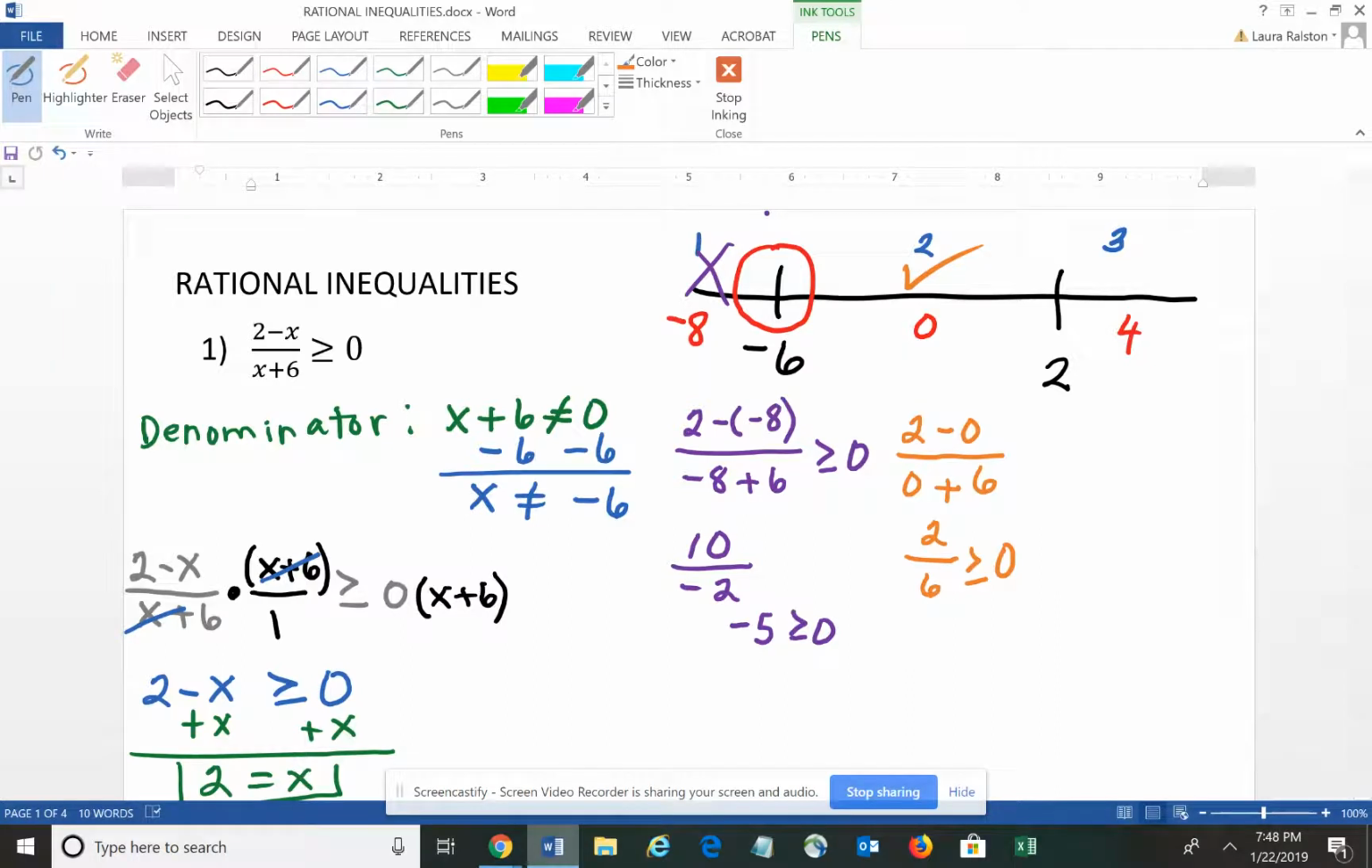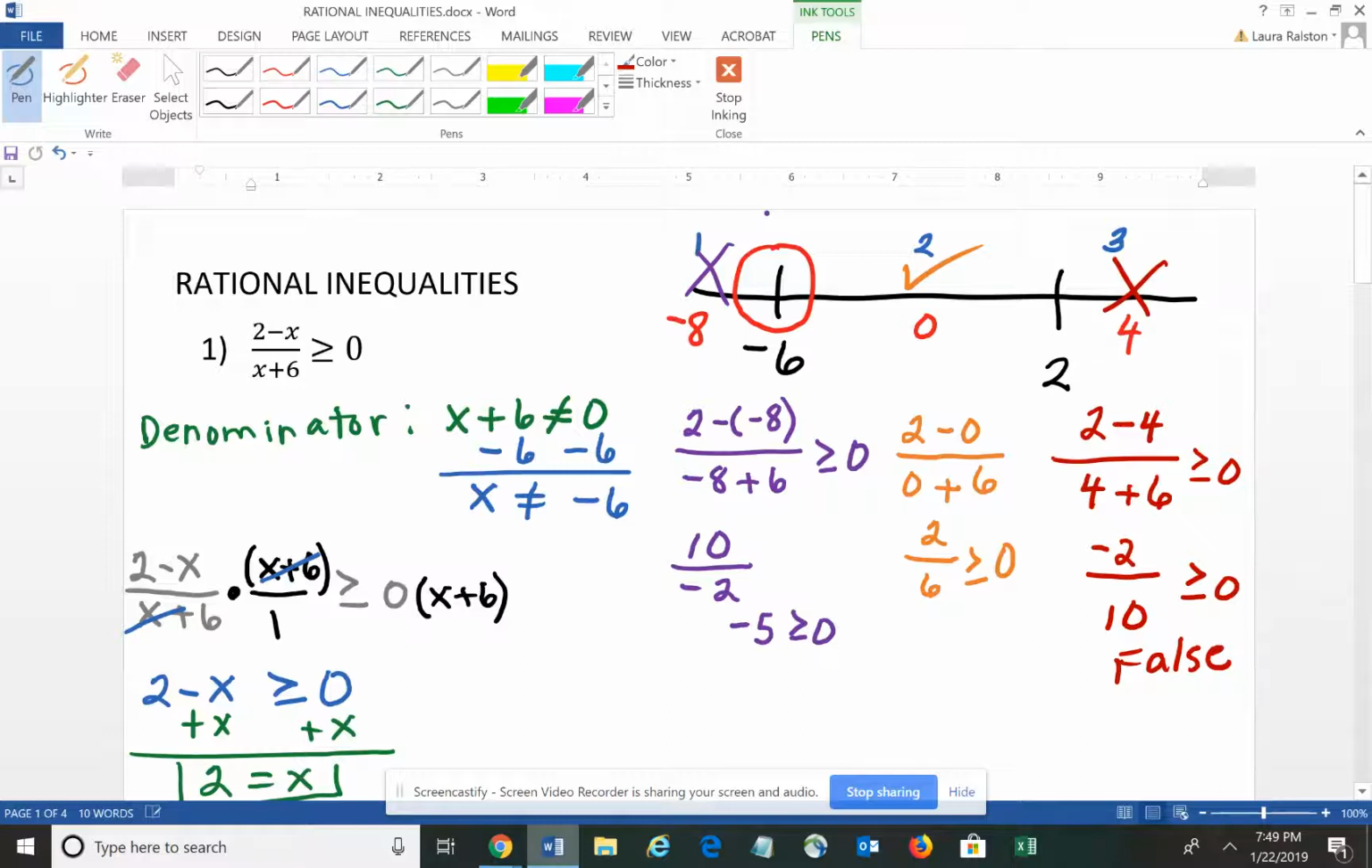I'm then going to come back a third time, and I'm going to check the positive 4. So I would have 2 minus 4 over 4 plus 6. We want that to be greater than or equal to 0. So I would have negative 2 over 10. That is not greater than or equal to 0, so we cannot use the third region.